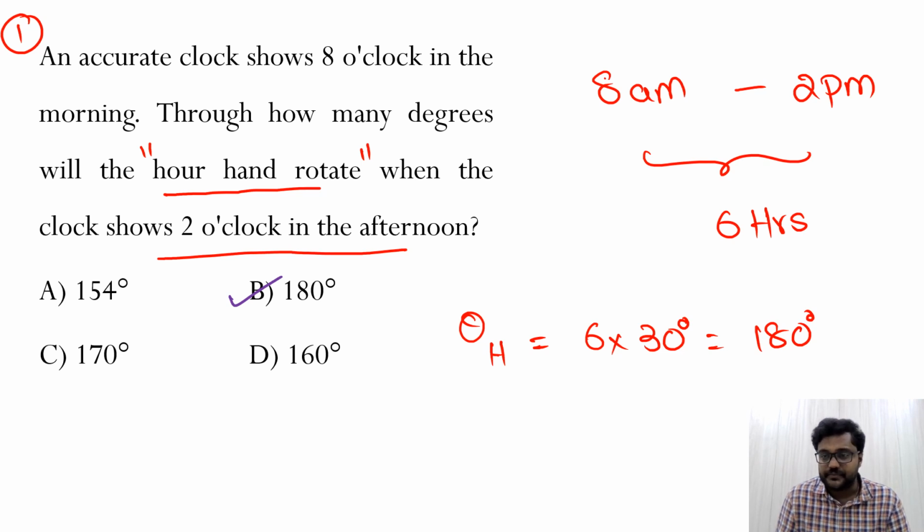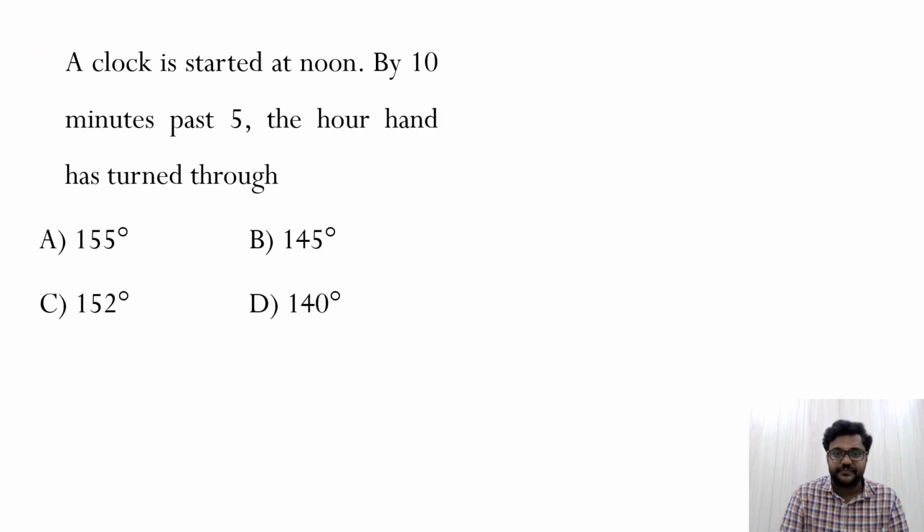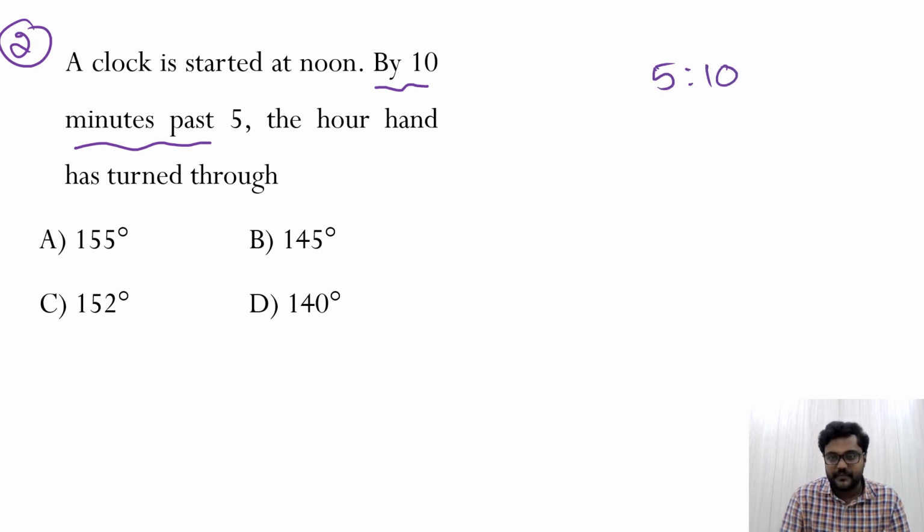Right. Now, see the next question. I hope you understand. Here, they're asking hour hand angle only. Now, let's move to the next question. 10 minutes past 5 means 5:10. Time is 5:10. Okay. Here, they're asking hour hand angle. Here also they are not asking angle between hands, they are asking hour hand angle only, theta h.